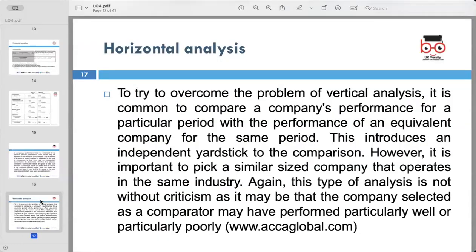Horizontal analysis addresses the limitation of vertical analysis. Horizontal analysis compares a company's performance with that of similar companies in the same industry for the same period.